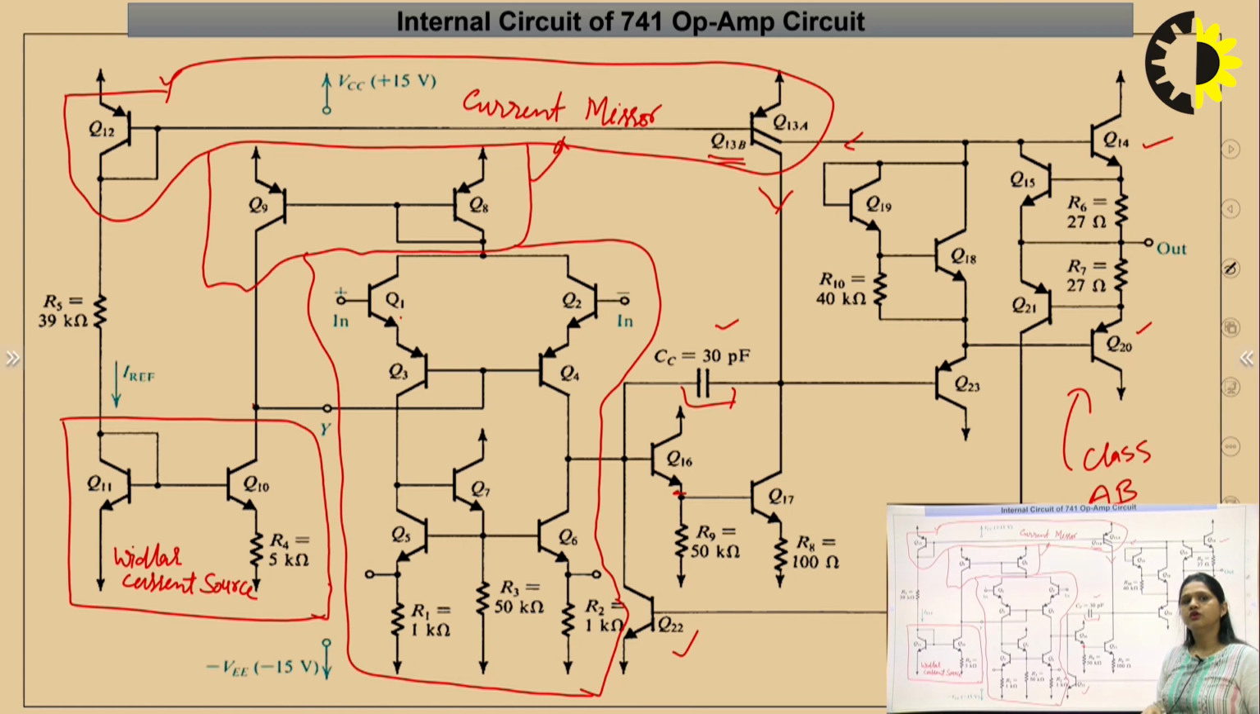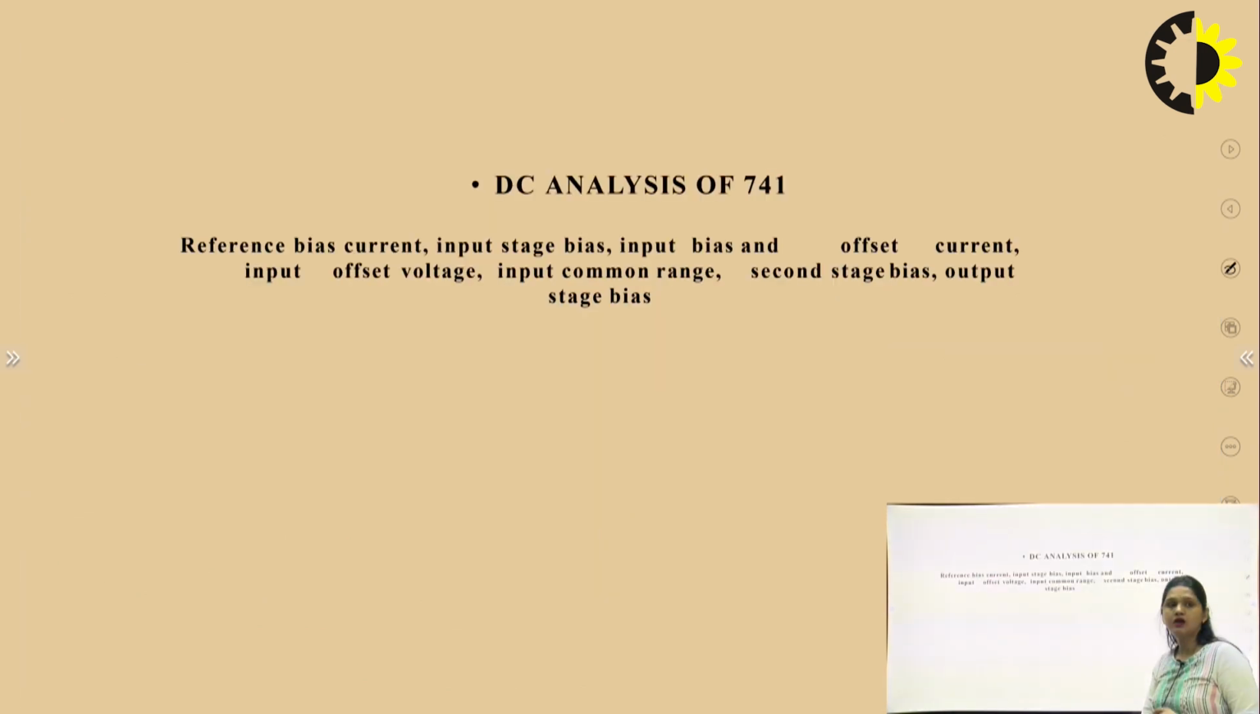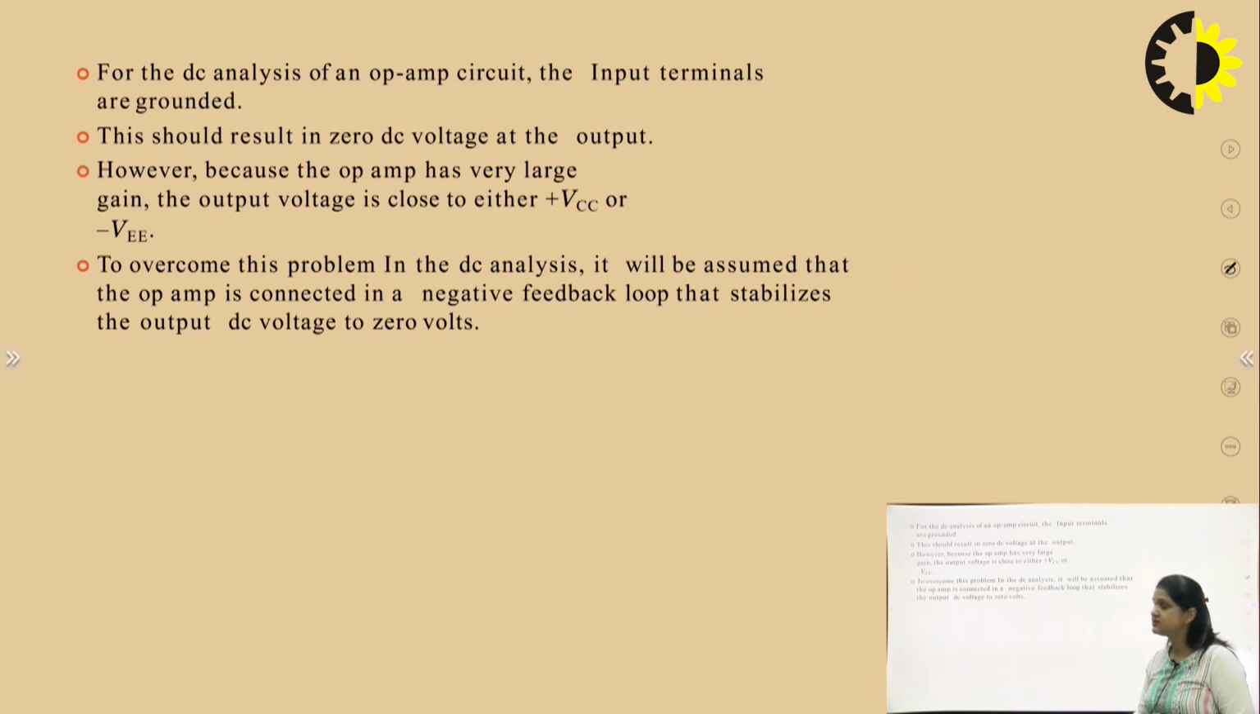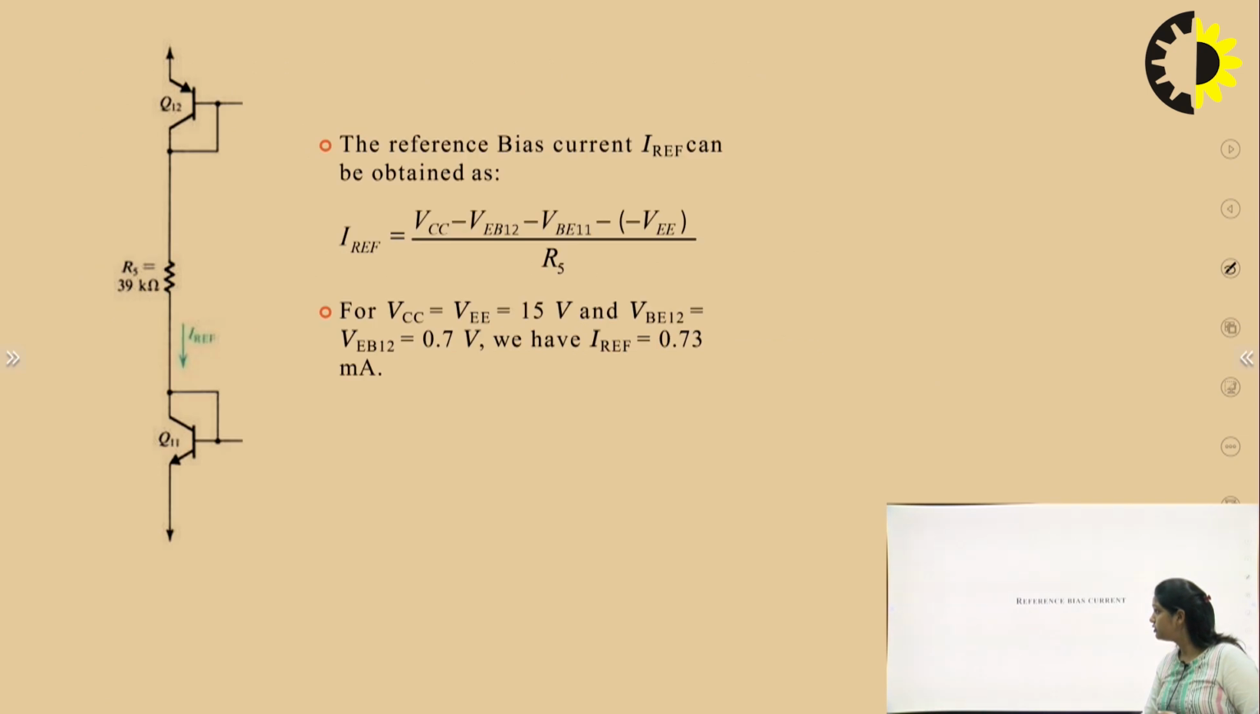So, now we have to calculate the other current components from Q1 to Q24. So, first of all, let us calculate the biasing. The biasing circuit I have already told you.